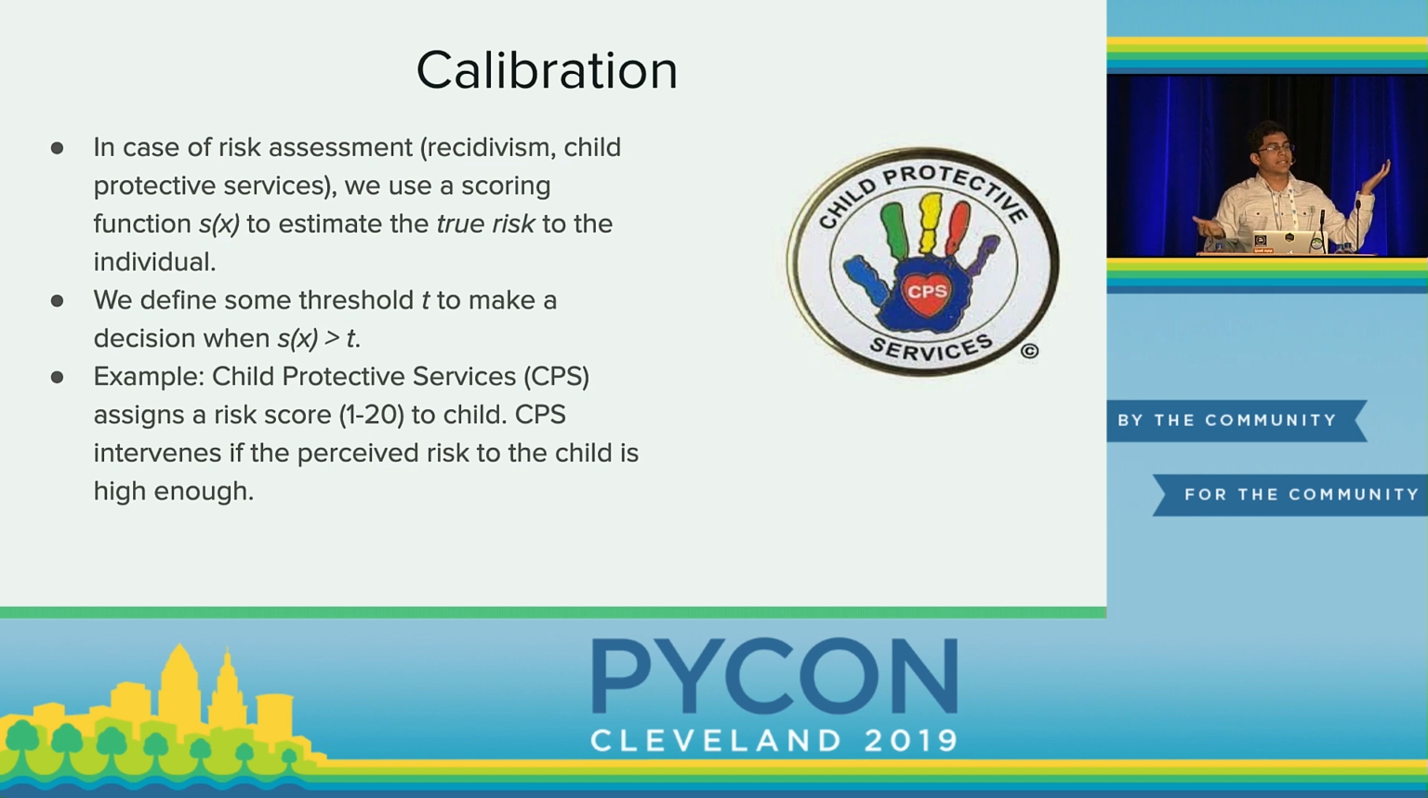The way this is used in, let's say, recidivism, is that people are given COMPAS scores from 1 to 10, or in child protective services, a child is given a score of 1 to 20 representing how much danger the child is in. 1 means the child's not really in danger in this household, and 20 means the child is in serious danger, get them out of the household now. So CPS goes in, evaluates the household, and gives the child a score between 1 and 20. If that score is above some threshold t, say 15, then you take the child out of the household because the child is in danger if they stay there.